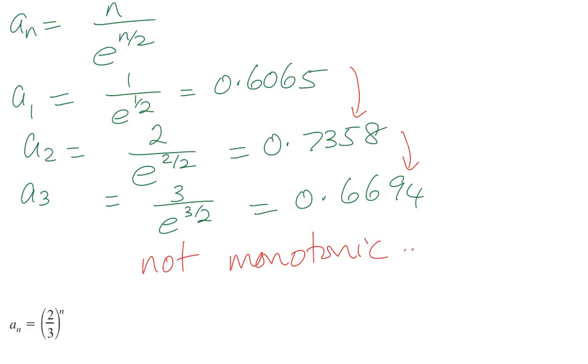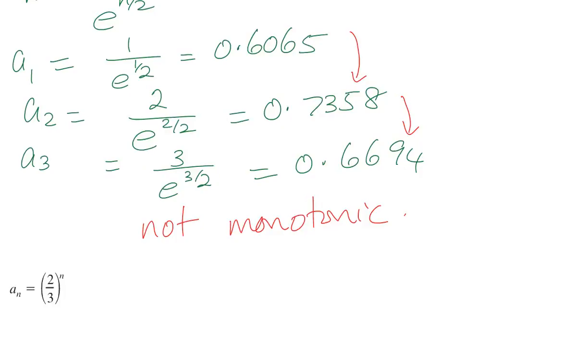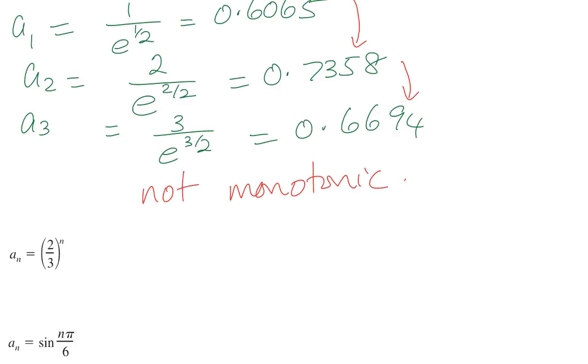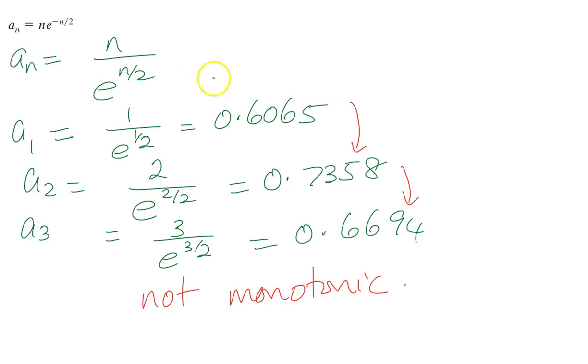Now, is it bounded? So guys, if you kept listing, you will soon notice that this function eventually goes to 0, guys, because as n goes to infinity, e to the power n over 2 goes to infinity faster than n. Exponential grows faster than polynomial. Eventually, it's going to go to 0. So it's going to be bounded below by 0.